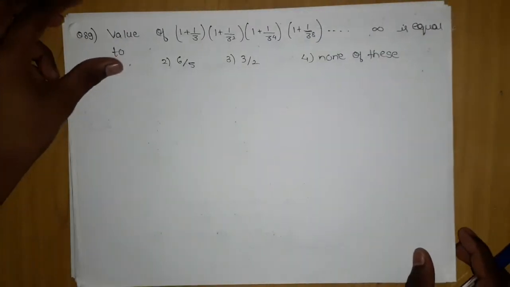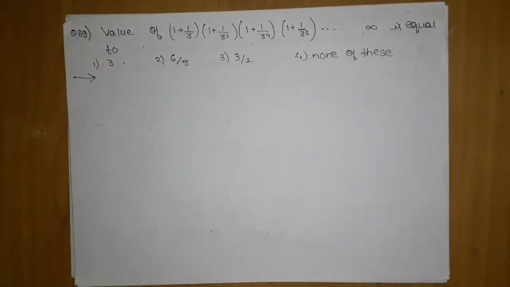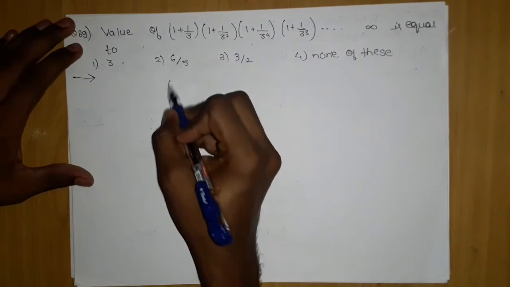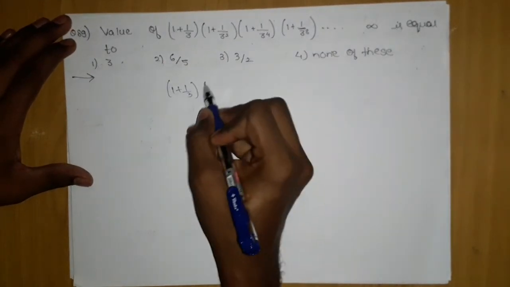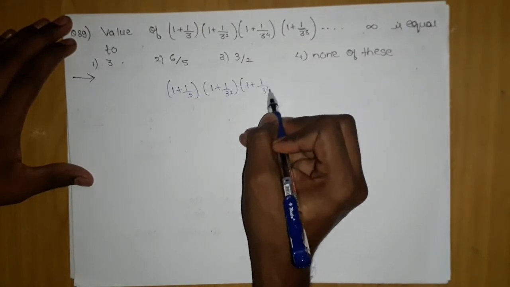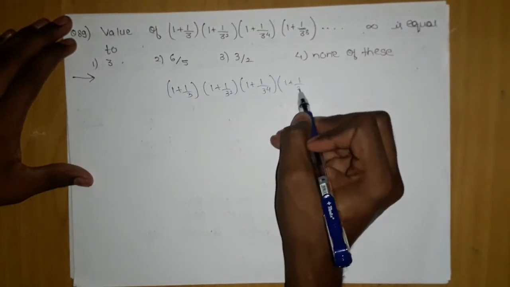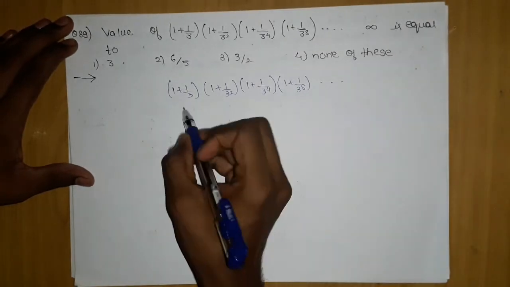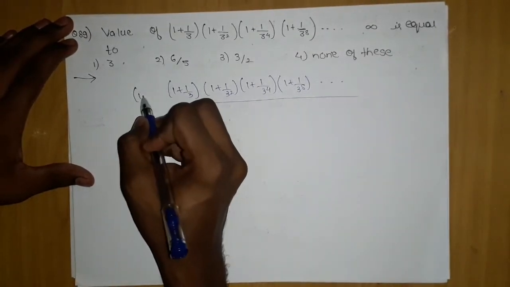The next question is question number 89, which says: the value of (1 + 1/3)(1 + 1/3²)(1 + 1/3⁴)(1 + 1/3⁸) and so on till infinity is equal to what? Whenever they give you such a series, no matter what the terms are, just do one basic thing: divide and multiply by that term.